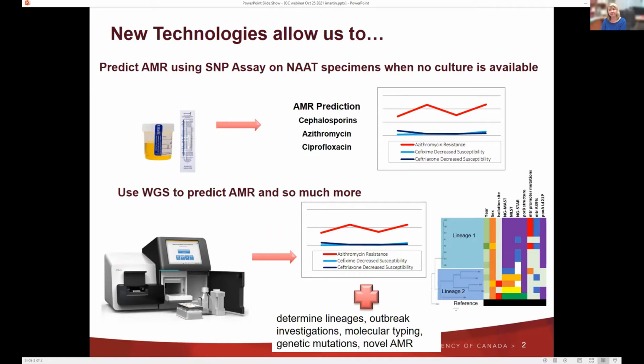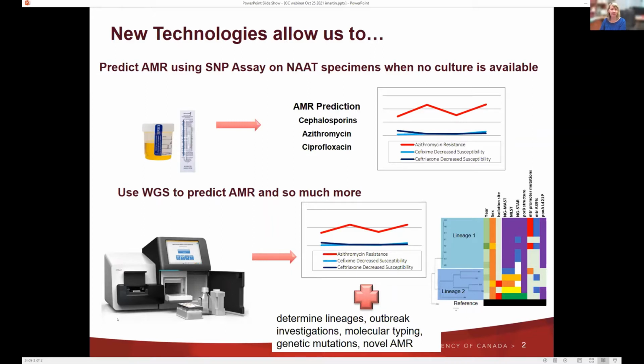We're using these assays in remote regions in Canada where they can't culture gonorrhea or can't ship gonorrhea because it is a fastidious organism and difficult to grow. With these assays now, we're able to do some AMR surveillance in these remote regions.